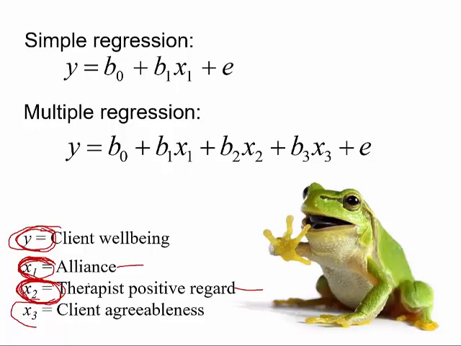And as we look at that, recall in our previous unit, we were talking about the idea of extraction. How can we extract one variable out of another? That concept is going to become very important here. For example, essentially what we're going to be doing in this unit is asking questions like, what is the effect of alliance with therapist positive regard extracted out of it? What is the effect of therapist positive regard with alliance extracted out of it? Those are some of the types of questions we can address with multiple regression.